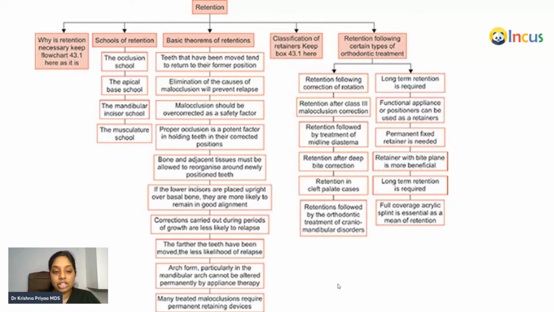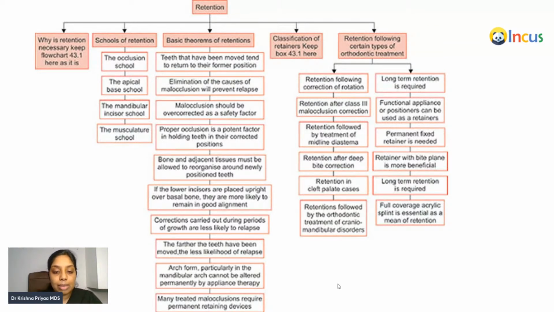Bone and adjacent tissues must be allowed to reorganize around the newly positioned teeth. So this is where the duration of the appliance comes into account. However long we can make the patient wear the orthodontic appliance, the retention part is very crucial. They have to wear the retainers for a long period of time, that is more than 1 year. That is not to make the tooth accustomed to the new position. It is for the bone to grow. It is for the bone and PDL fibers to adapt to the new position so that the new position is accepted by the tooth and hence it will not move from that. So that is the main reason for the bone to grow and adapt to it.